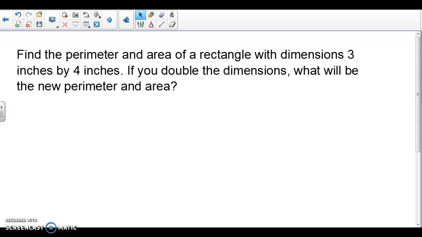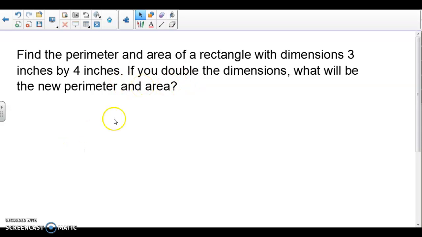But for today's lesson, we're going to continue with the perimeter and area of similar shapes. We're going to work with it in a little bit different aspect. We're going to talk about what happens when you double the dimensions, or when you triple the dimensions, or when you're multiplying all the dimensions by a factor. So here it says find the perimeter and area of a rectangle with the dimensions 3 inches by 4 inches. If you double the dimensions, what will the new perimeter and area be?